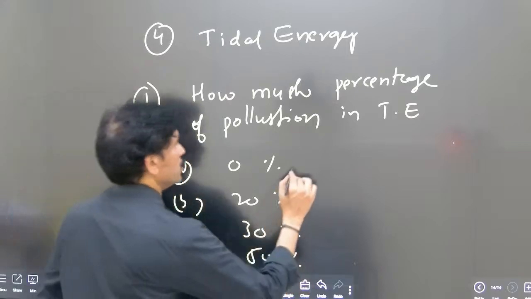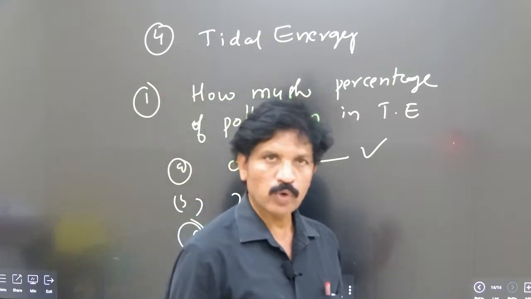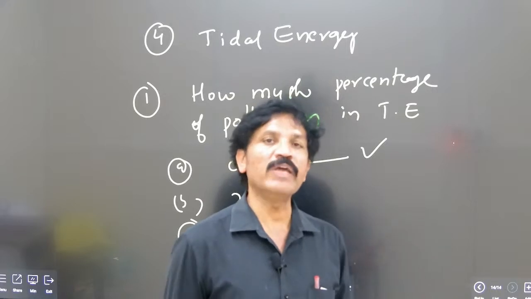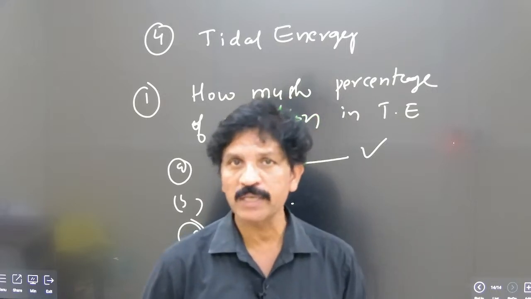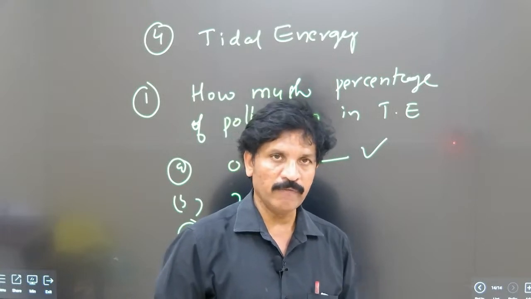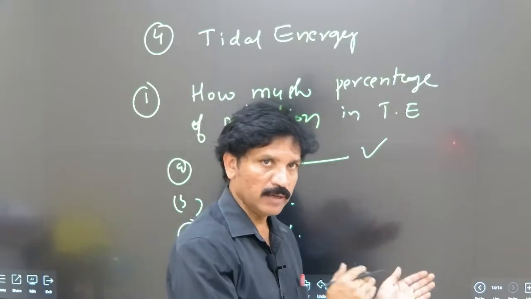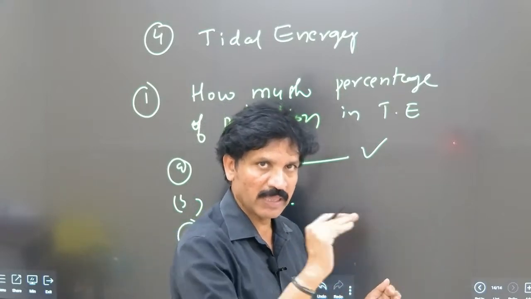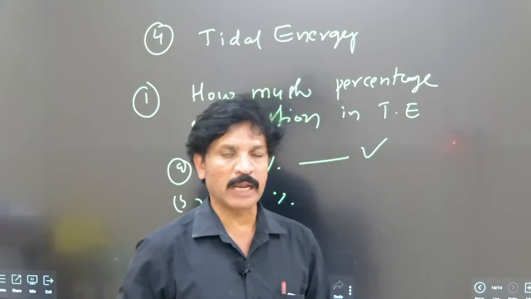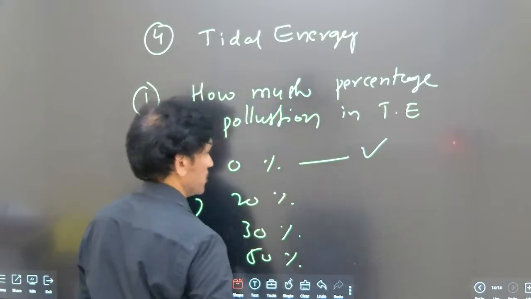It is zero polluted, because there is no raw material and no burning, so the pollution is totally zero. Where do we establish these tidal power plants? In coastal areas, where the tides are available. From the sea we can store water in the first stage and second stage. The energy stored in the reservoir is supplied to the turbine blades, and the turbine can generate power. That is zero pollution.